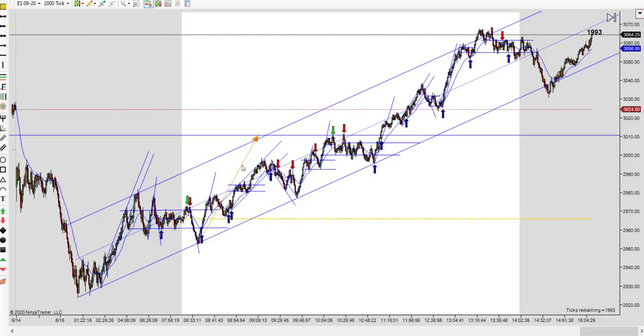We had our first target, which is just a measured leg. You measure that first leg, and that's what I drew that line there for. And you can see we went right to that, and then we corrected for a little bit, all the way back to the trend line, and then we took off again.